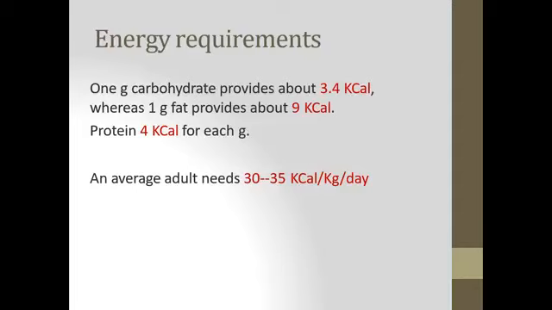An average adult needs 30 to 35 kilocalories per kg per day, which approximately in 24 hours comes to be 1300 to 1800 kilocalories. One gram of carbohydrate provides about 3.4 or 4 kilocalories, and protein also provides 4 kilocalories, but 1 gram of fat provides 9 kilocalories.